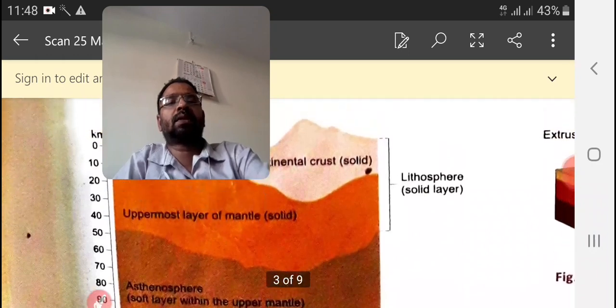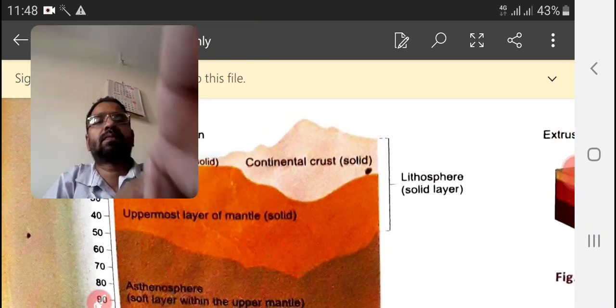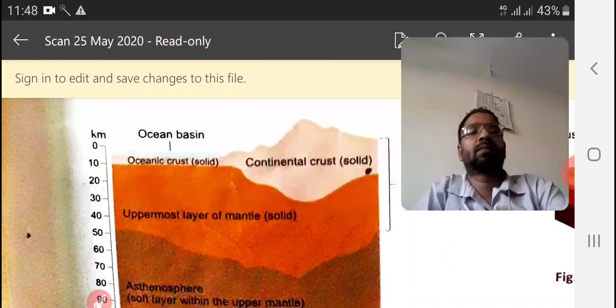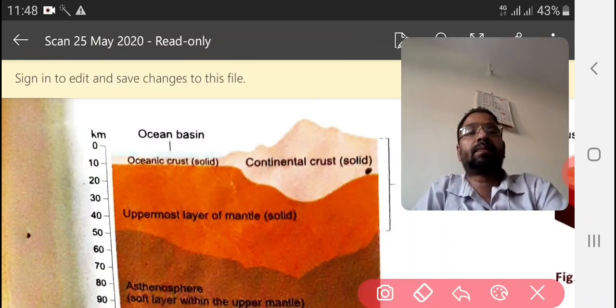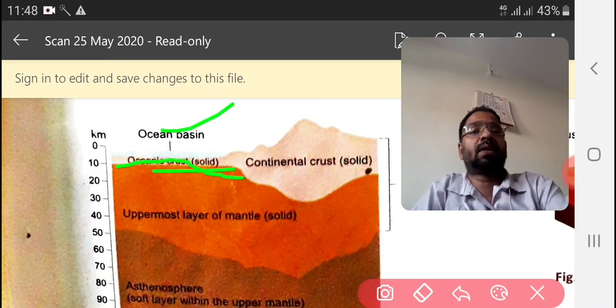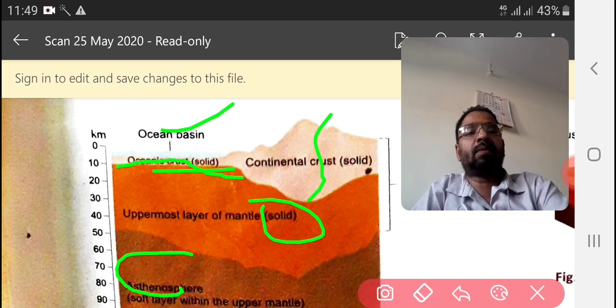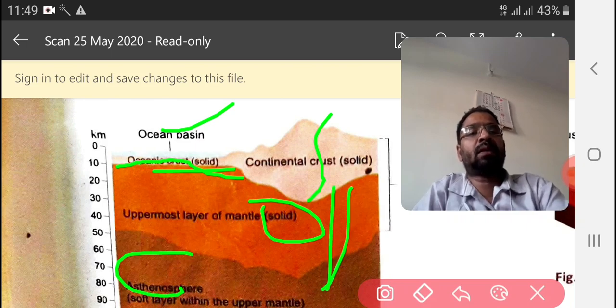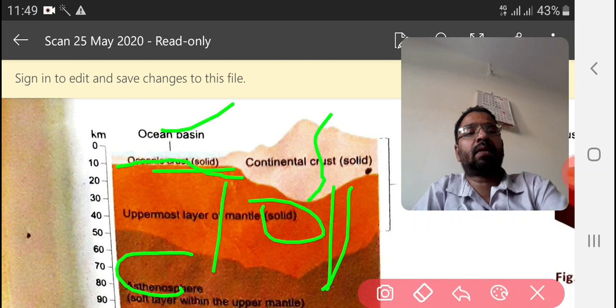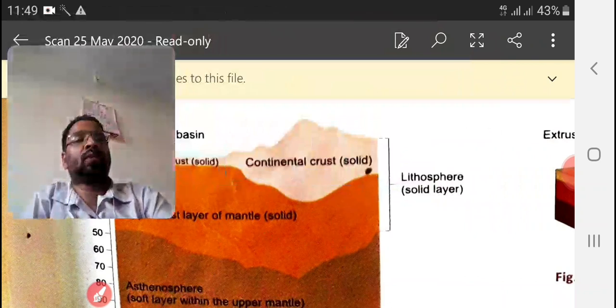So here is the picture. Just to go through it: this is the crust line, the crust, ocean basin, then the continental crust, solid and more thick, then the uppermost layer of the mantle. This is solid. Then what about the asthenosphere? All of this is the uppermost mantle. This you have to learn and draw in your copy.